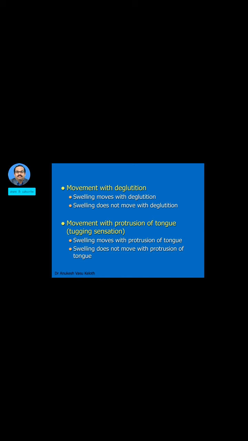The next thing is the two special mobility. So we have movement with deglutition. You hold the swelling and ask the person to drink a glass of water. The swelling moves with deglutition, or it doesn't move with deglutition. I've already explained this. Next, you feel the gland again and ask the person to open the mouth and protrude the tongue. You may feel a slight tugging sensation if it moves on protrusion, and that means a thyroglossal cyst. But a general goiter will not move on protrusion of tongue.